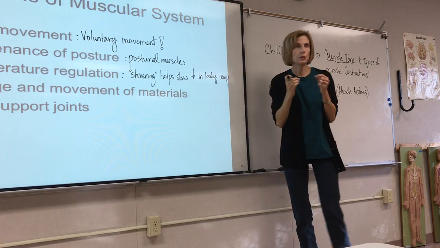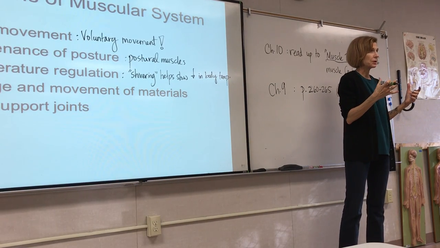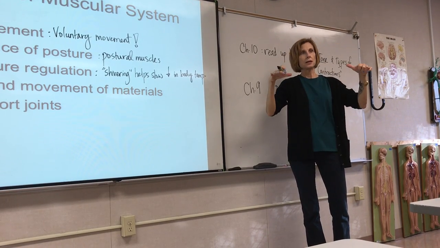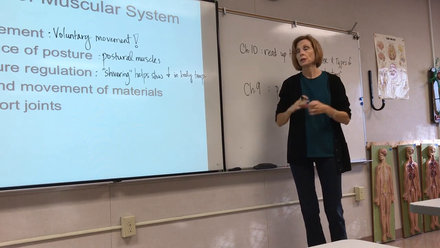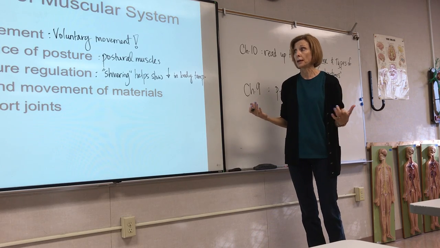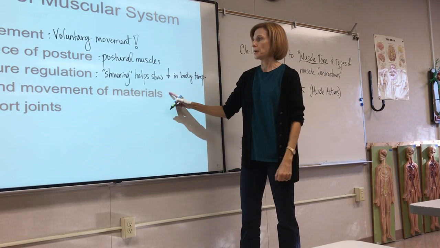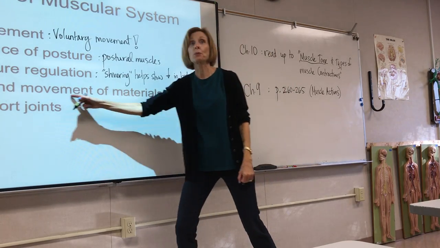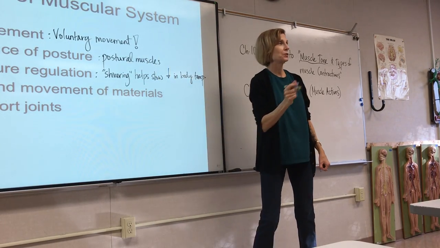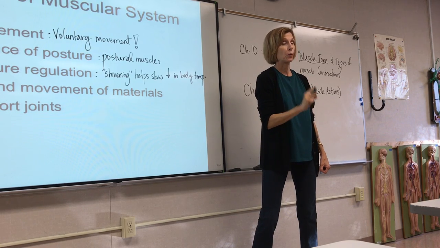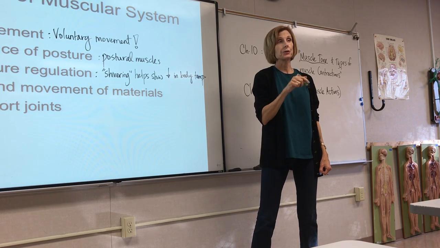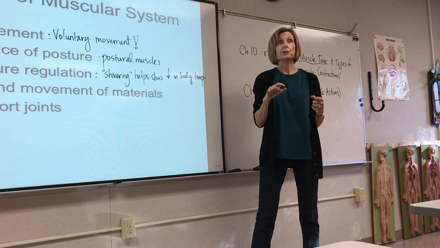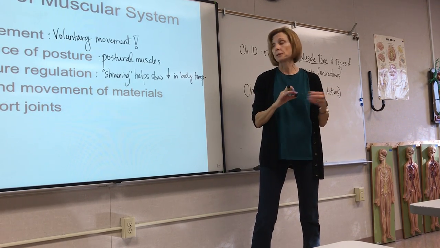And because muscle contraction itself generates heat, we know that when we are exercising, you start to feel warmer, you start to sweat because the body is trying to cool itself. So muscle contraction generates a lot of heat. Okay, storage and movement of materials. This is the book's way of saying that we have sphincter muscles that help to control the excretion of our waste products, right? Like the external urethral sphincter controls urine flow, external anal sphincter controls movement of feces.